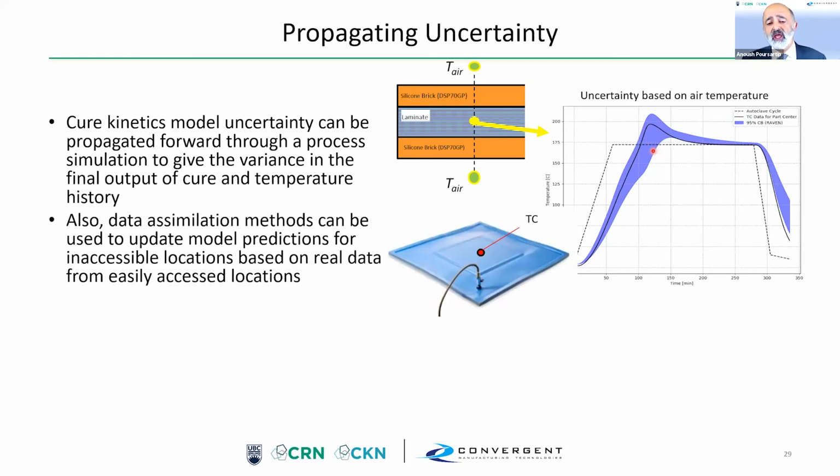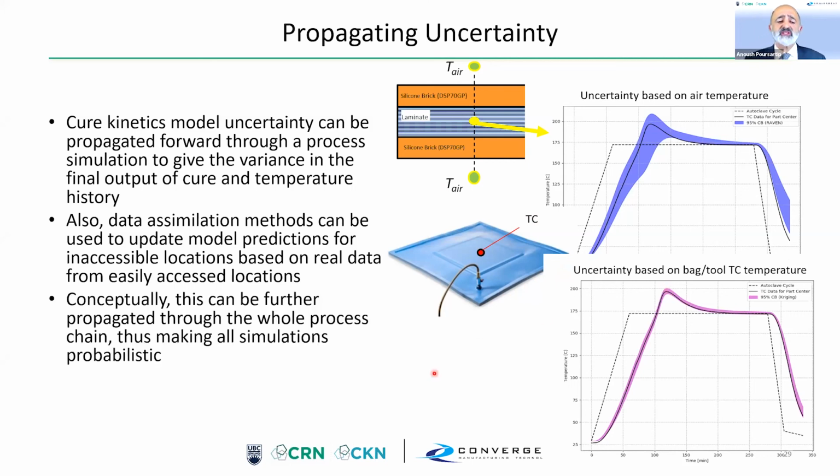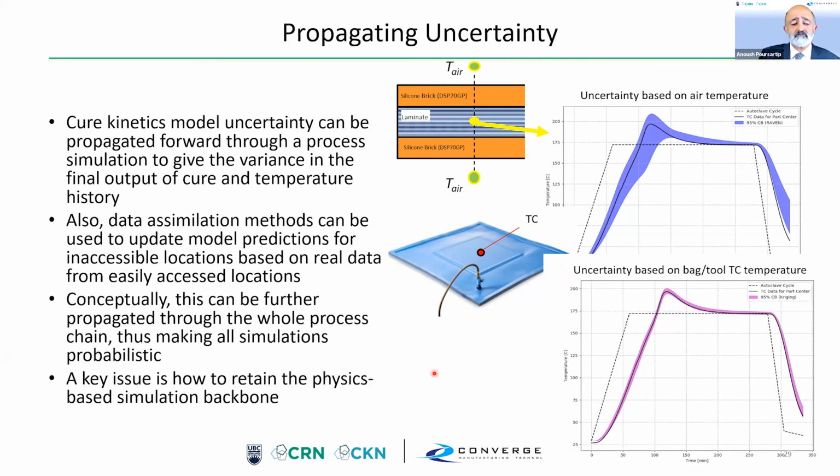The really good thing, though, is that we can actually put on more data by bringing in the information from a thermocouple which is in an accessible place. It might be a thermocouple on the tool, it might be a thermocouple on the surface. And this information, of course, is useful because that thermocouple is also affected by the heat transfer coefficient. And all of a sudden, the injection, the assimilation of that extra information gives me a lot more confidence, and therefore my error bands decrease quite dramatically. Conceptually, this can be further propagated through the whole process chain, thus making all simulations probabilistic. In all of this, a key issue is how to retain the physics-based simulation backbone.